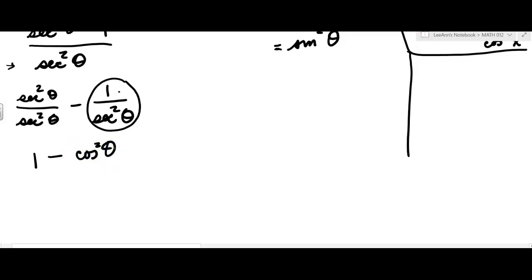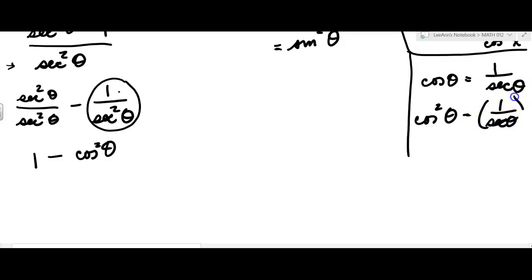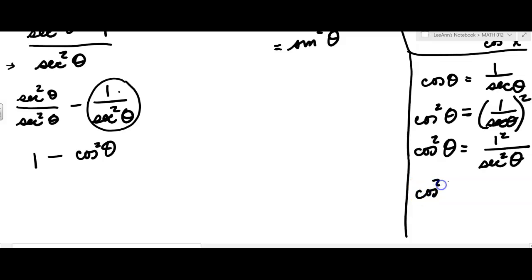Now sometimes that's confusing for students because they're like, hey, wait a minute, cosine theta is equal to 1 over secant theta, but that's not what you have, right? Yeah, but I'm allowed to square both sides. So if I did, I'd have cosine squared theta equals 1 over secant theta squared, if I'm squaring both sides. And then I'd have cosine squared theta equals 1 squared, which is just 1, over secant squared theta. You don't have to write all this work out. I'm just showing you that I can do what I did. And then you get cosine squared theta equals 1 over secant squared theta.